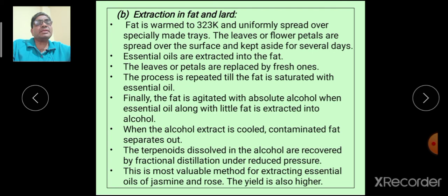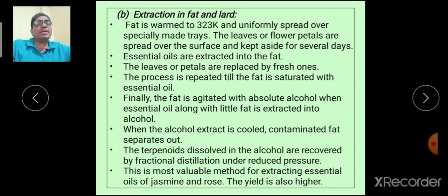The second method is extraction in fat and lard. The fat is warmed to 323 Kelvin and uniformly spread over specially made trays. Now the leaves or flower petals of the plants are spread over the surface, and the tray is kept aside for several days. Now, as the contact takes place, essential oils are extracted into the fat.